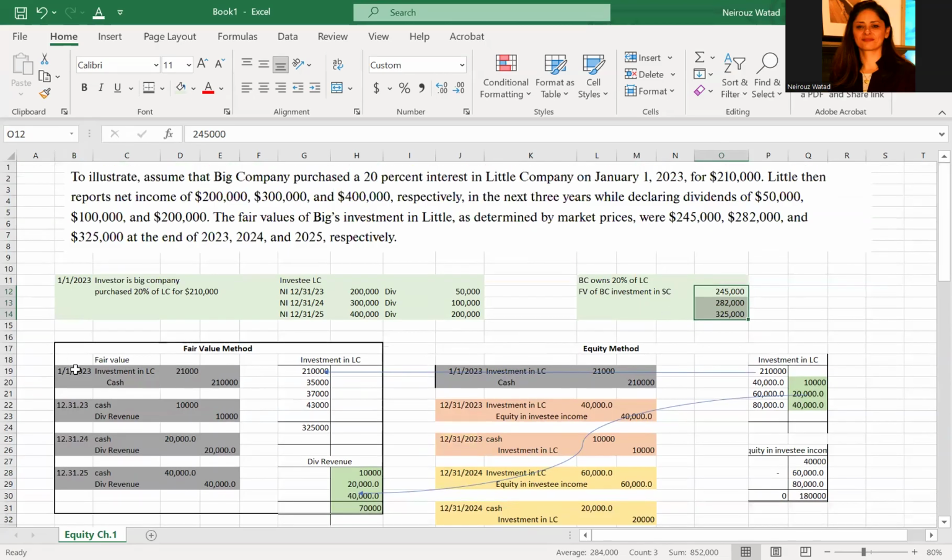All right, so on January 1st, how much did we pay? We paid $210,000 here. The investor purchased 20% of the investee on January 1st for $210,000. So credit cash and debit investment in LC. Okay, so this is the first entry. And here I have the investment account, which is an asset, and there is $210,000 in there.